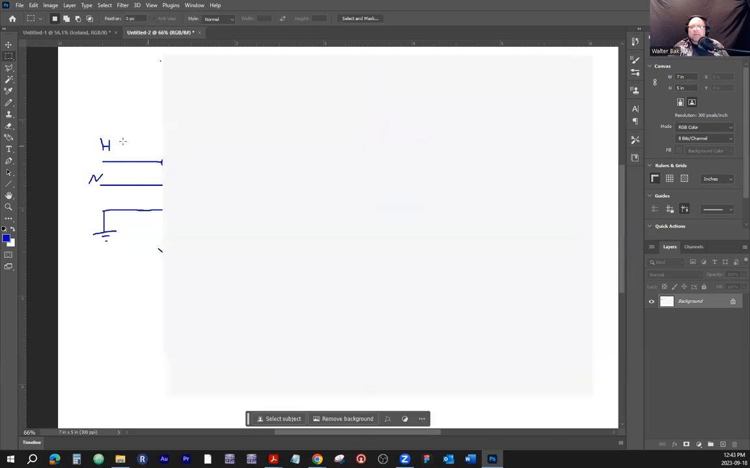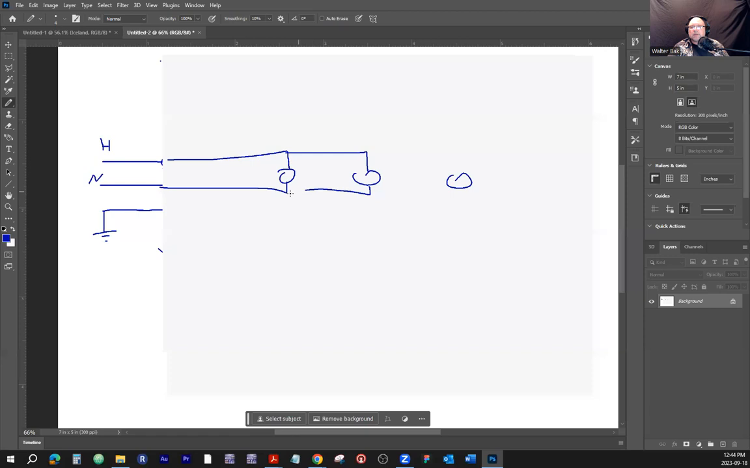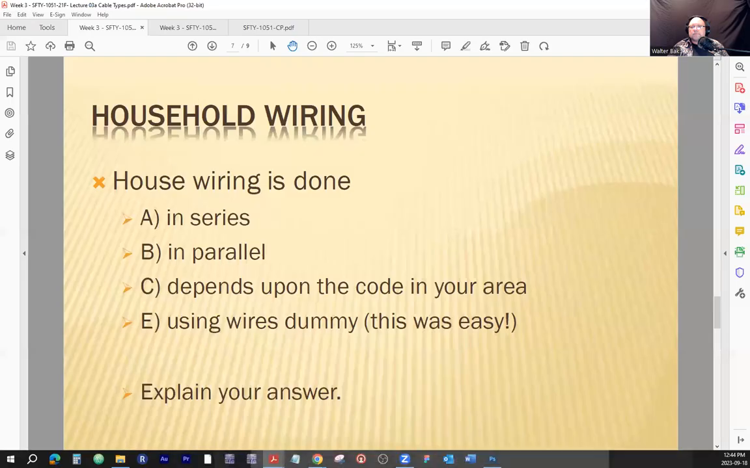Now we connect them in parallel. Here's an outlet. Here's an outlet. Here's an outlet. We connect them like this. That will be a parallel connection. So each is an individual circuit, and once you plug in, it's going to complete the loop on its own. So that's why the winner is B.